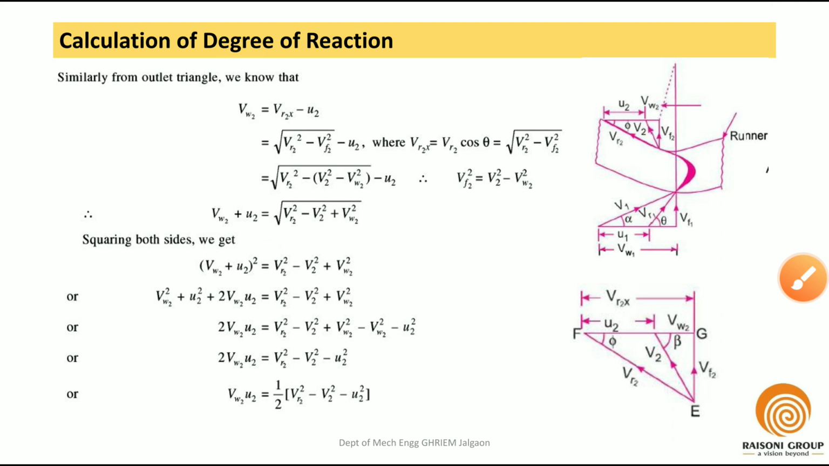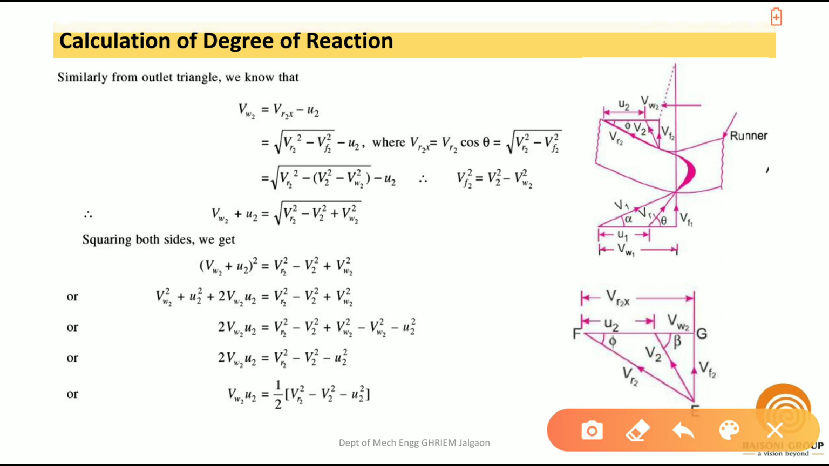Similarly, we need to find out the same term for the outlet velocity triangle also. So we will start with this Vw2. Similar to the inlet velocity triangle, where we started with Vw1, here we are starting with Vw2. Vw2 is equal to Vr2x minus u2.